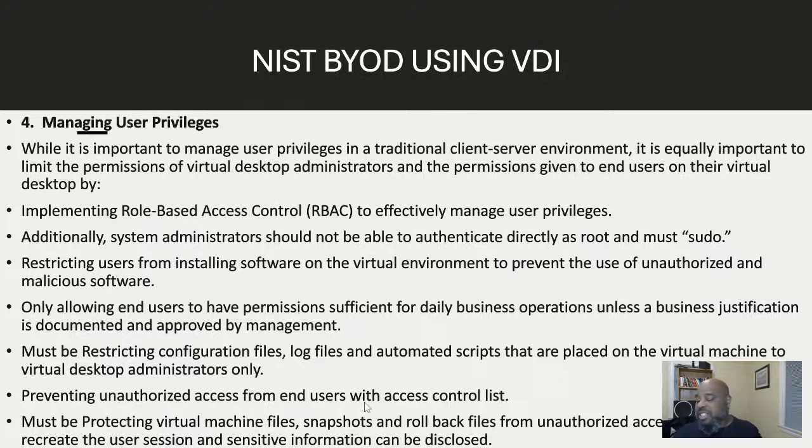Preventing unauthorized access from end users with access control lists. Must protect virtual machines, files, snapshots, and rollback files from unauthorized access. These files can recreate the user sessions, and sensitive information can be disclosed, right? So if you can roll back from a snapshot, from a database, or even from a VM, in that VM the person might have been working on sensitive information, FTI, PII, nuclear codes, right? So we want to make sure we're managing the user privilege correctly.